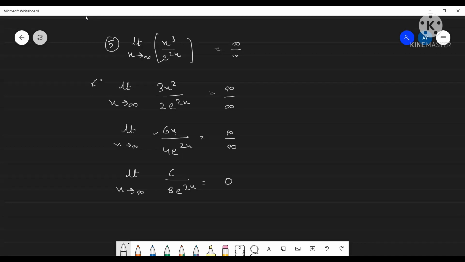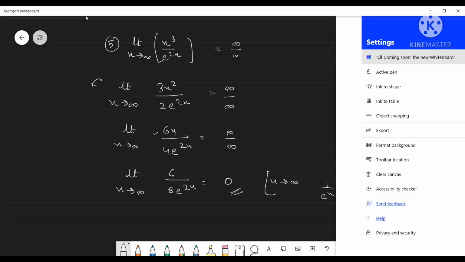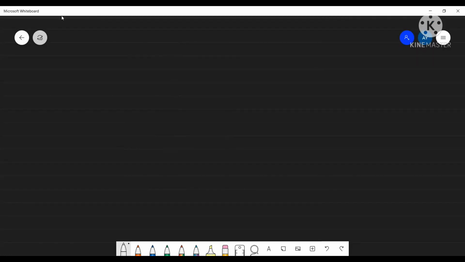This is equals to 0. Why? As x tends to infinity, 1 by e power x tends to 0. So the value of x cubed by e power 2x is 0. Okay. We'll just do the last problem.